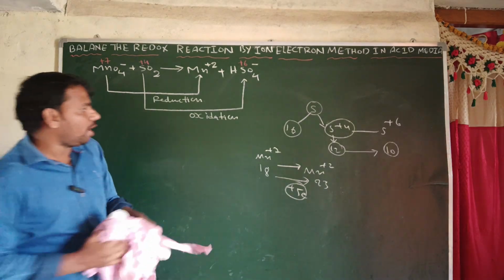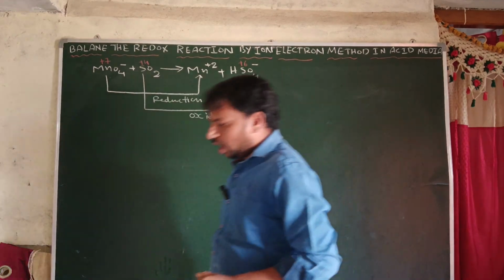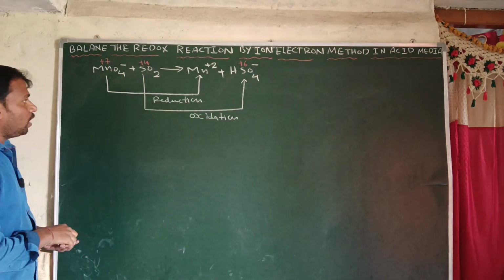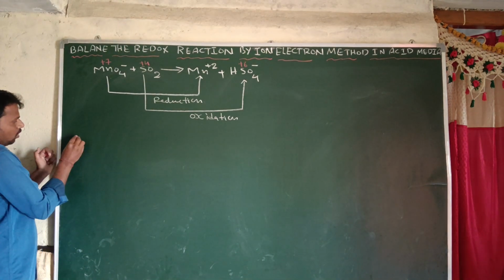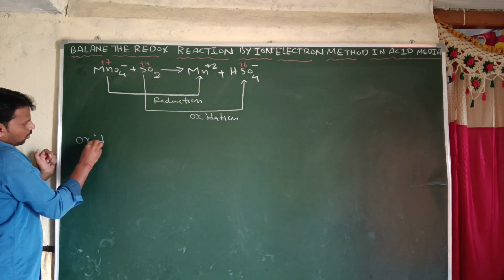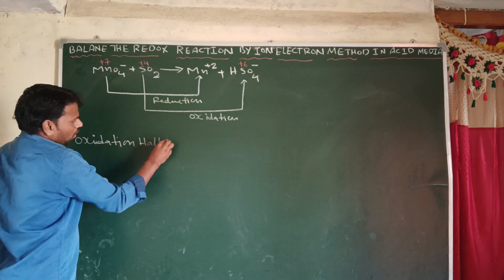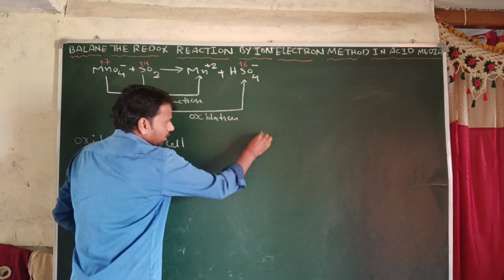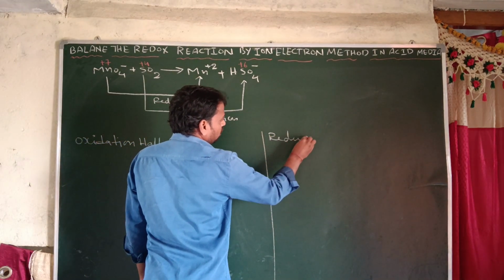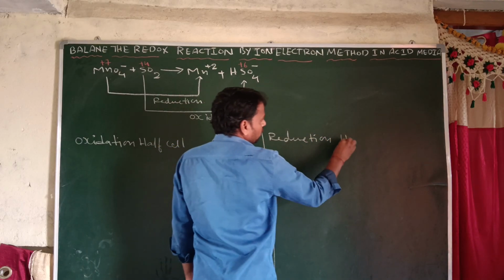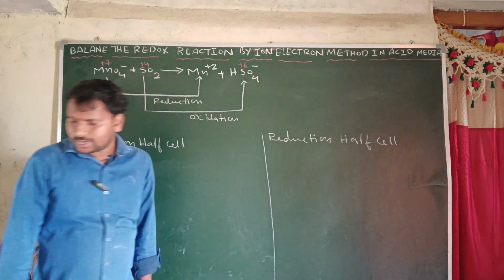Let me divide the reaction, as per oxidation and reduction, into two halves. First we write the oxidation half-reaction, and next we write the reduction half-reaction.